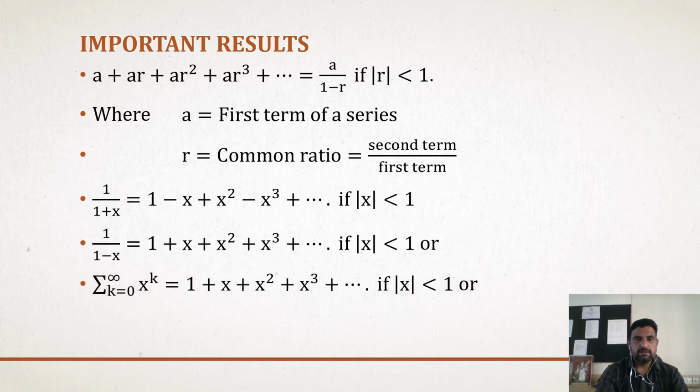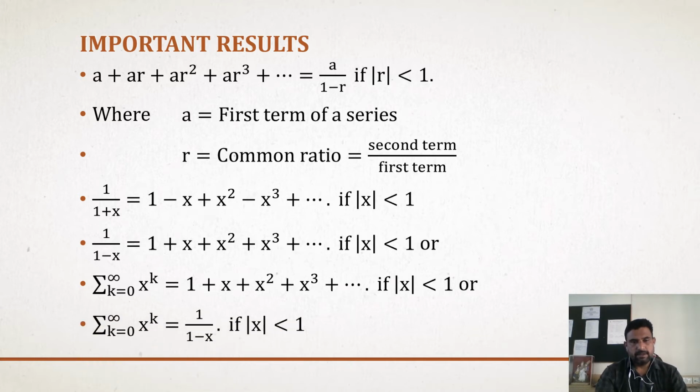Or in summation format, summation k equal to 0 to infinity x raised to k equal to 1 plus x plus x squared plus x cubed plus ..., if mod x is less than 1. That is, summation k equal to 0 to infinity x raised to k is 1 upon 1 minus x.